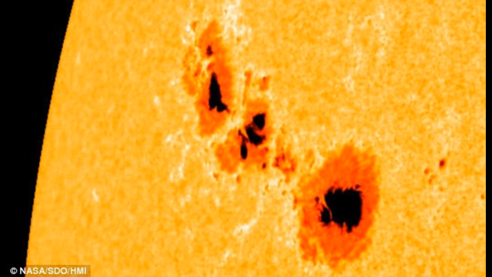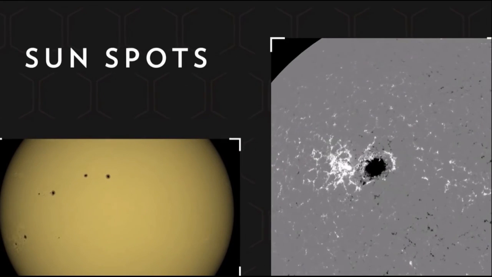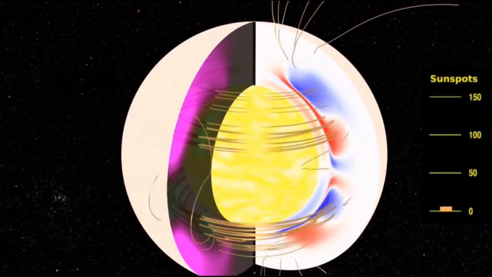Sunspots are areas that appear dark on the surface of the sun. They appear dark because they are cooler than other parts of the sun's surface. The sunspots are the regions from where the magnetic fields of the sun get out from the sun's surface.